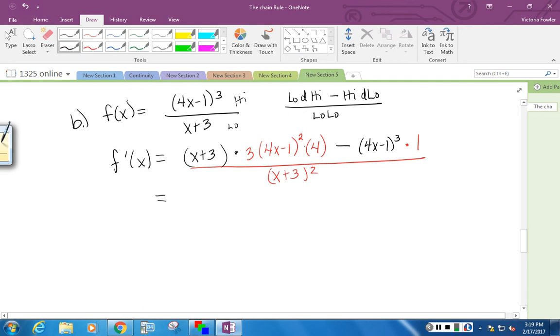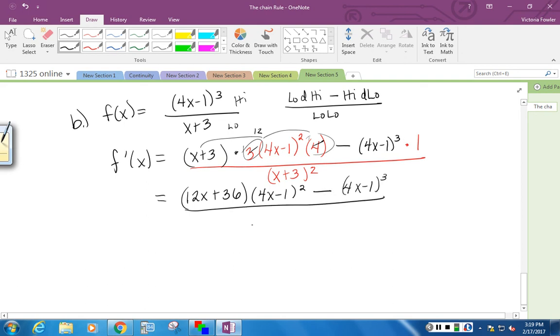And so let's maybe multiply the 4 and the 3, and so I'd have 12. So I can take 12 and I can distribute it. So I've got 12x plus 36 if I distribute that 12. Okay, and that's getting multiplied by the quantity 4x minus 1 squared. And I'm subtracting the quantity 4x minus 1 cubed. And this is all going to be over x plus 3 squared.